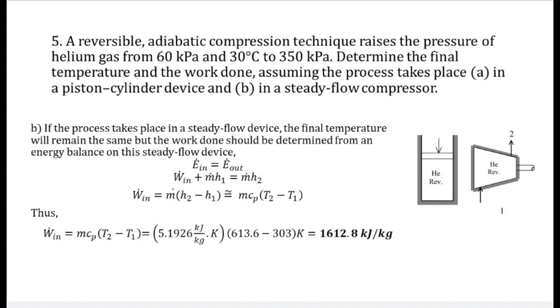The work rate in is equal to the mass times the specific heat times the change in temperature. Let's substitute the given values, and we get the final answer of 1612.8 kilojoule per kilogram. So that is for the steady flow compressor.